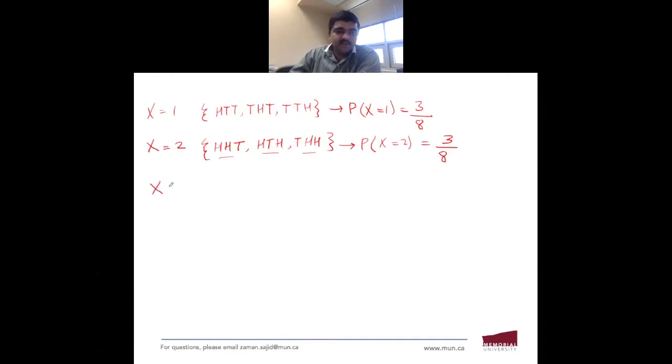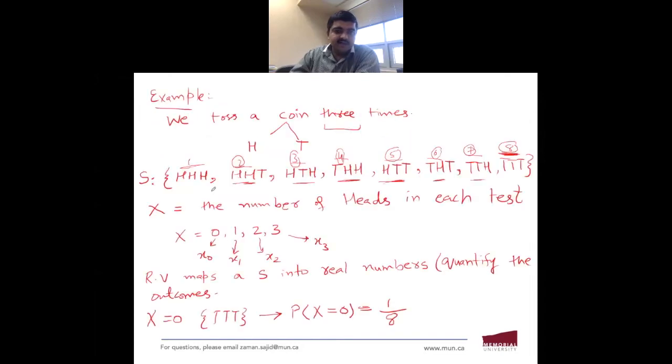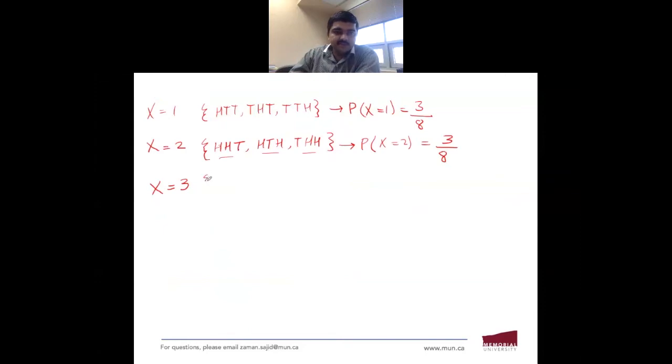Now let's see what it will be for random variable x equals 3. By that I mean there are 3 heads here. If you look at your sample space, this is the only possibility where you have 3 heads. So I can say this is HHH. And if I want to find the probability, x equals 3, that is equal to 1 by 8. Okay.